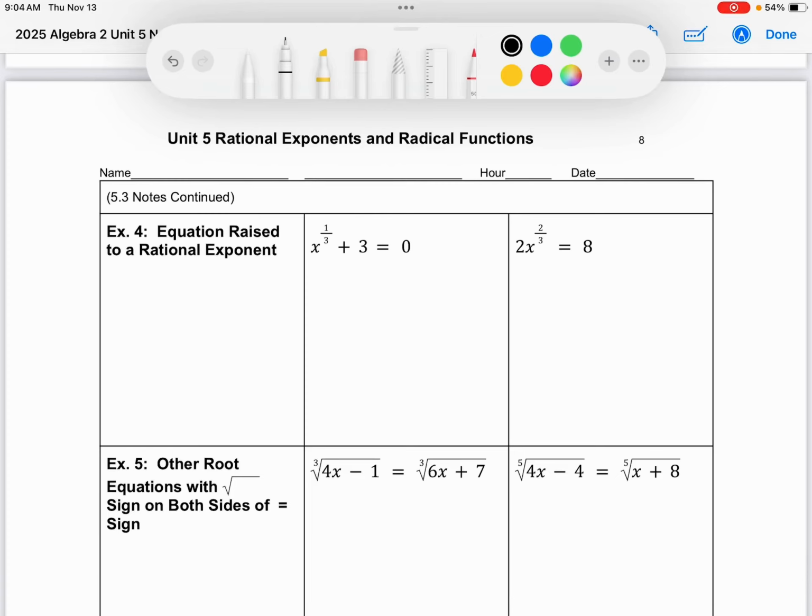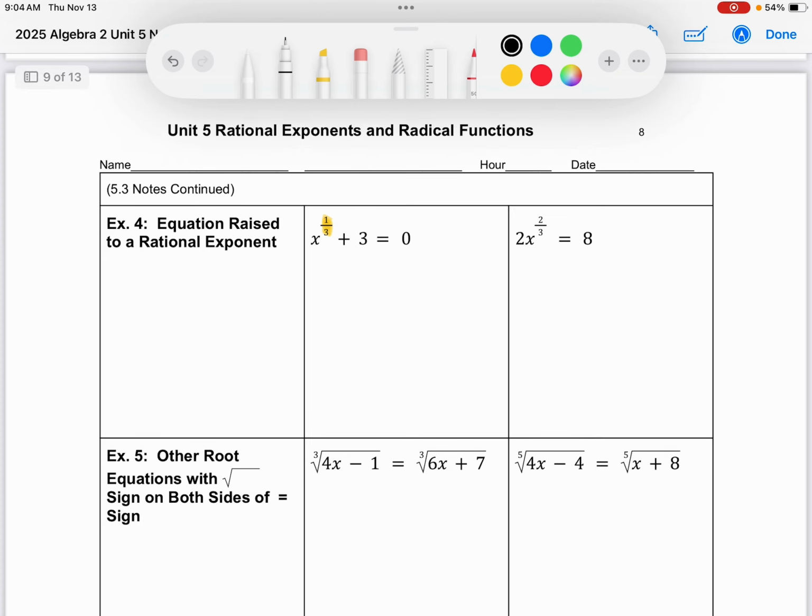All right, example 4. We have x to the power of 1/3 plus 3 equals 0. So first thing I might do here is just rewrite that fractional exponent using the radical. So if we have x to the power of 1/3, that would mean that I'm taking the cube root of x plus 3 equals 0.